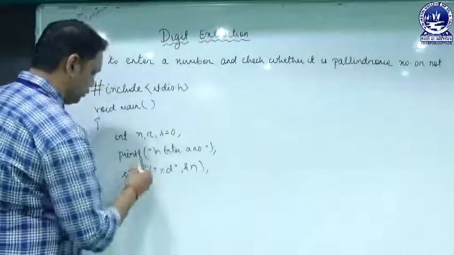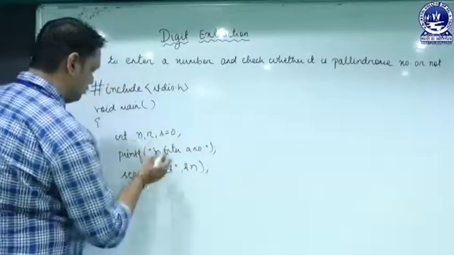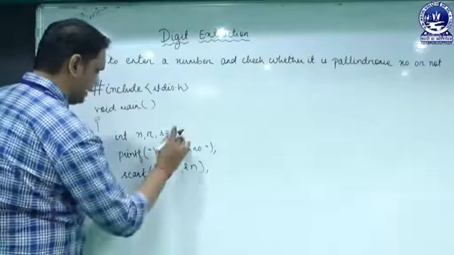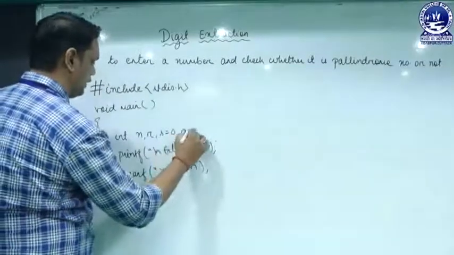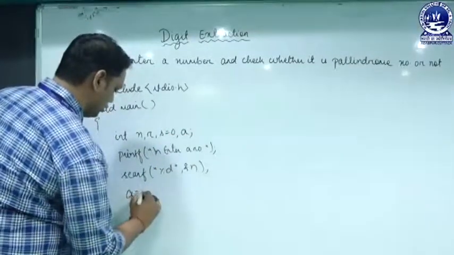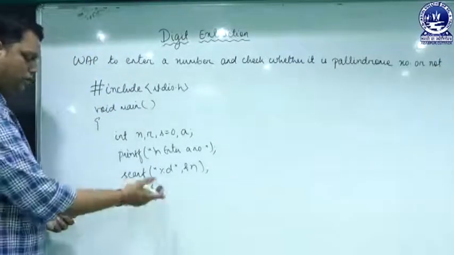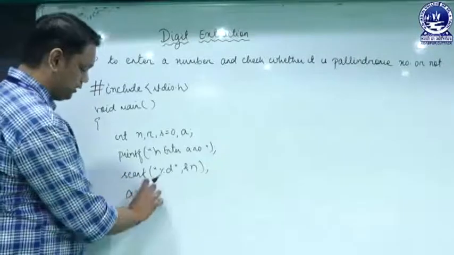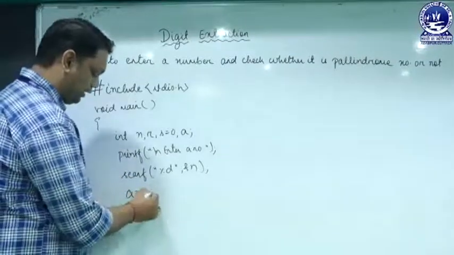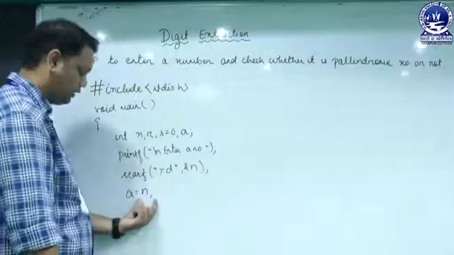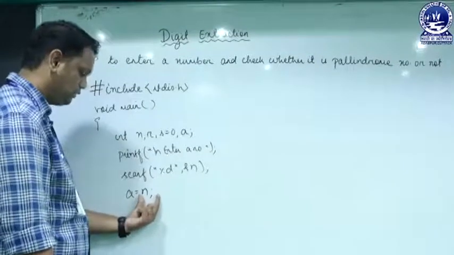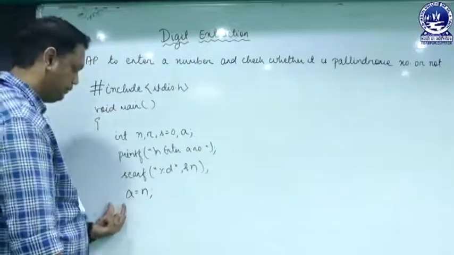Now I have to store a number. So let's say I have taken another variable, a. So I will store the original value in a variable a, because we will be changing the number. That means if I calculate on n, the value of n may be changed. So I have initialized the value of n in another variable, a.